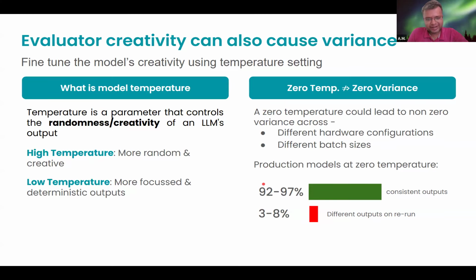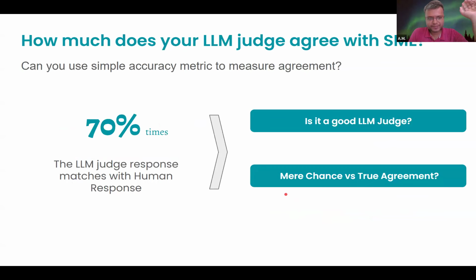So even after setting the temperature to 0, you might receive consistent outputs 90 to 97% of the time. But when you rerun the same input and give it to the LLM judge, in 3 to 8% of cases you might get different outputs. So always take the output coming out of an LLM judge with a pinch of salt. And since the problems you're going to handle as builders are so huge, nobody will say, make this LLM judge perfect, because everybody knows that even if you set the temperature to 0, there's going to be some amount of variation.